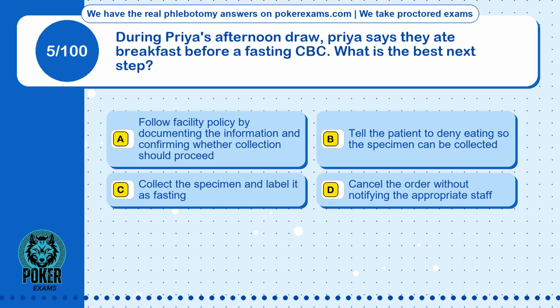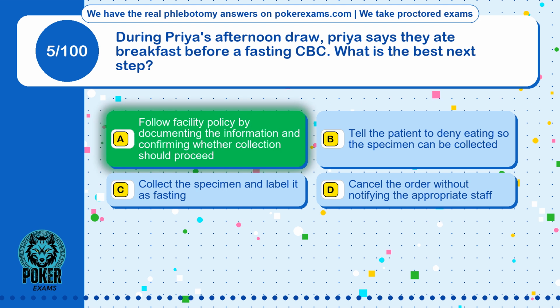Question 5. During Priya's afternoon draw, Priya says they ate breakfast before a fasting CBC. What is the best next step? Option A. Follow facility policy by documenting the information and confirming whether collection should proceed. Option B. Tell the patient to deny eating so the specimen can be collected. Option C. Collect the specimen and label it as fasting. Option D. Cancel the order without notifying the appropriate staff.